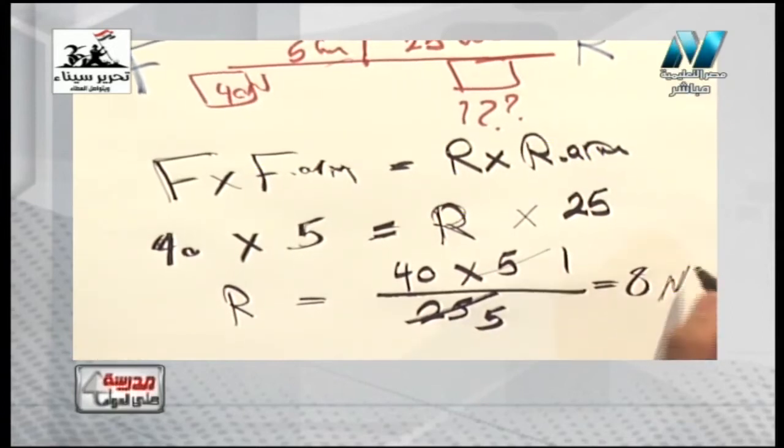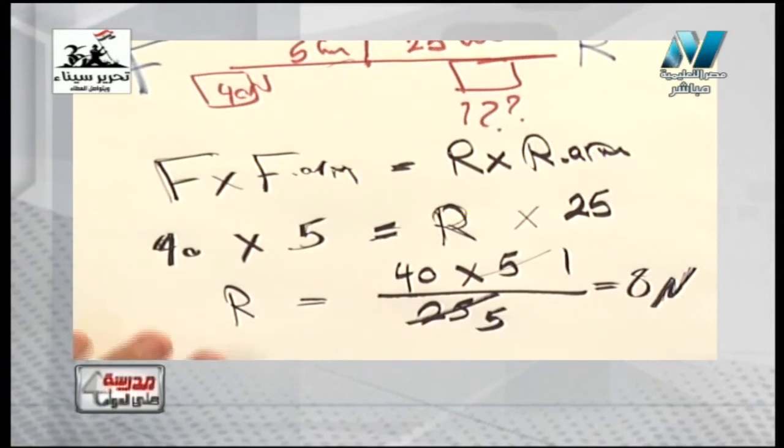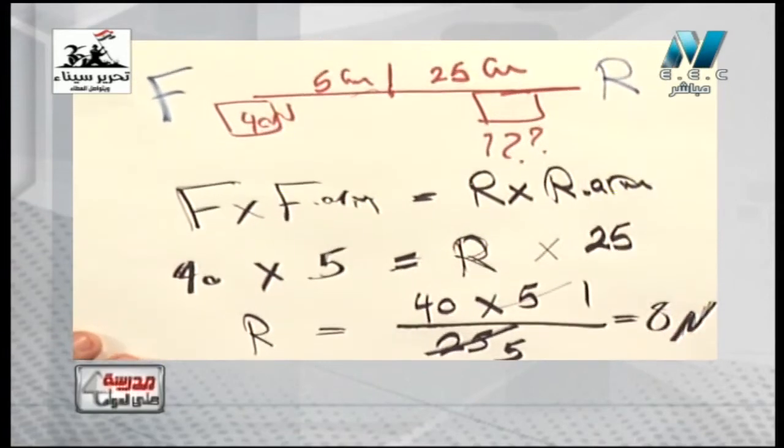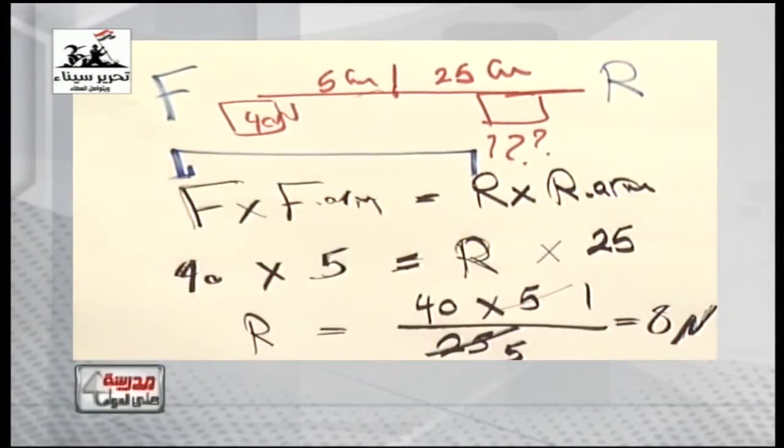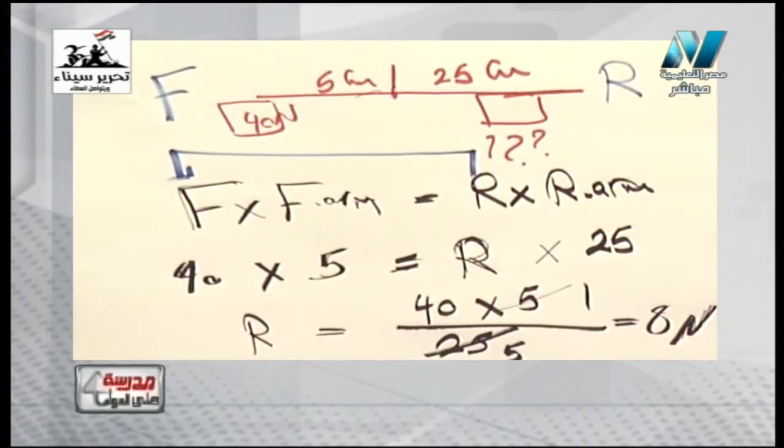Because we know that force has the same unit of resistance. Resistance always has the same unit as the force. So again, it is 8 newton, not centimeter, because it has the same unit of the effort force.